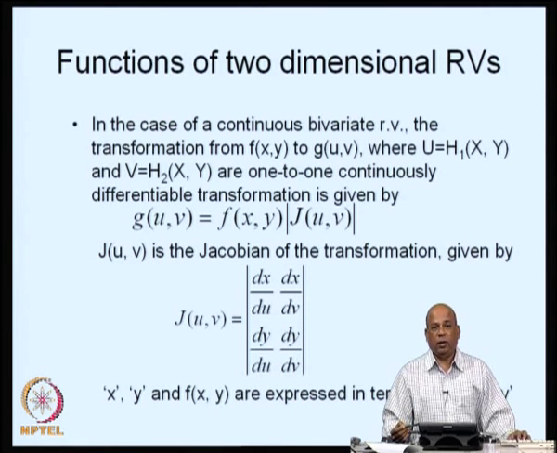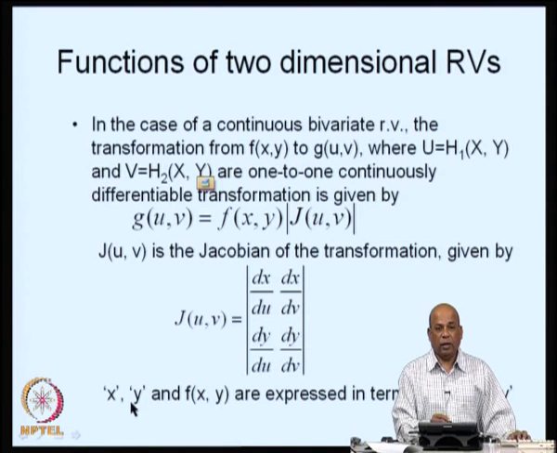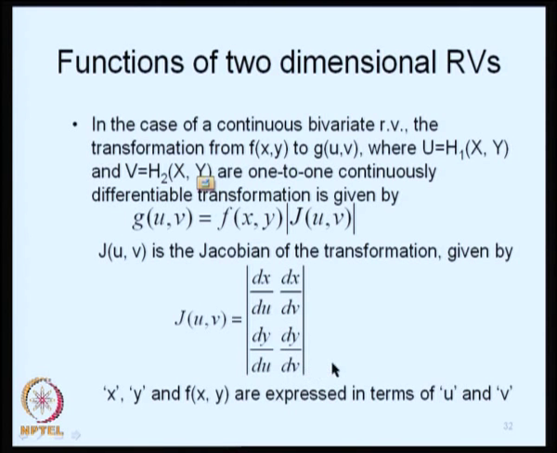Again, as we did earlier, x, y and f of x y are all expressed in terms of u and v. So, we use the functional transformations here, u is equal to h 1 of x comma y and v is equal to h 2 of x comma y, and express x, y and f of x y in terms of u and v.